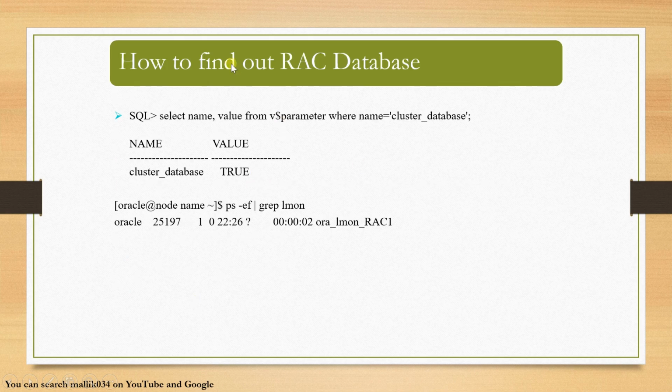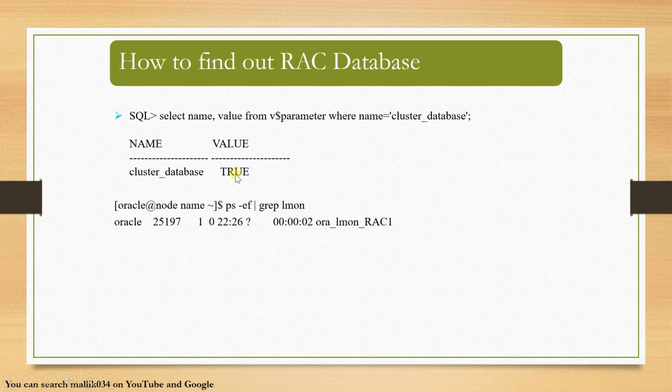And then the next question is how to find whether your database is RAC or non-RAC, and the particular parameter is cluster_database. Log into that database and check the cluster_database parameter. If it is true, your database is a RAC database. If it is false, your database is not a RAC database, it's a standalone database.